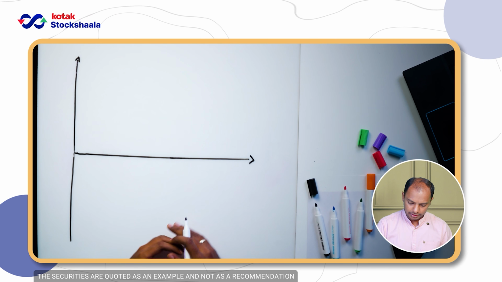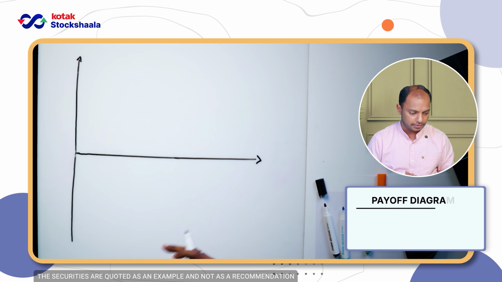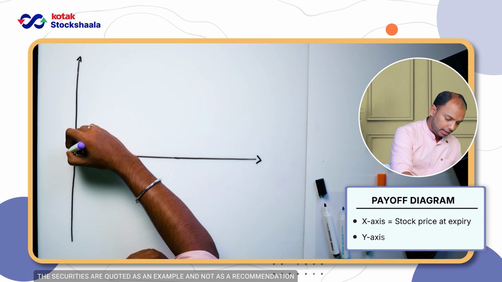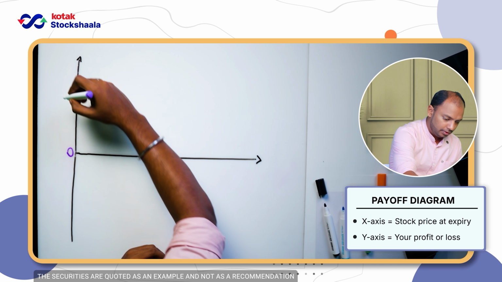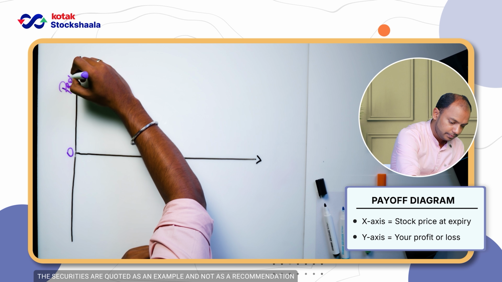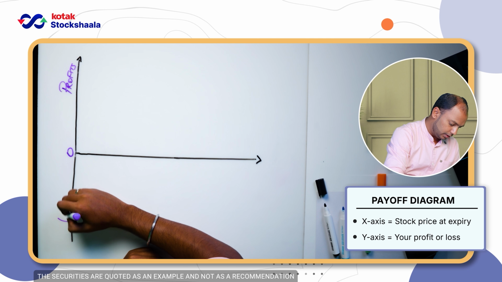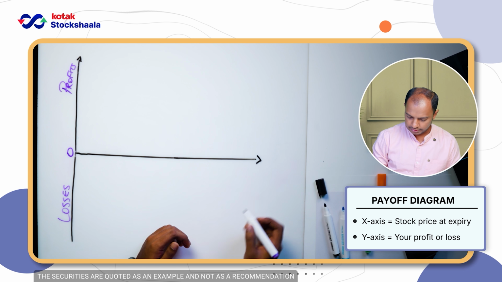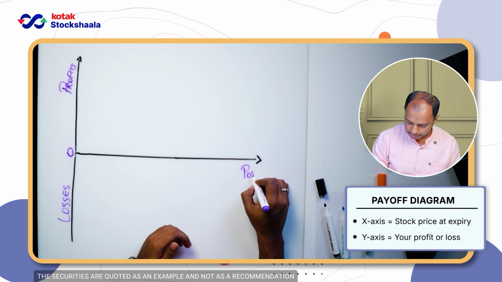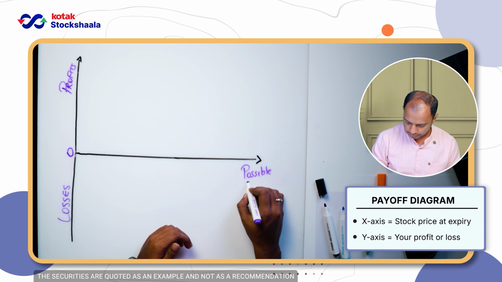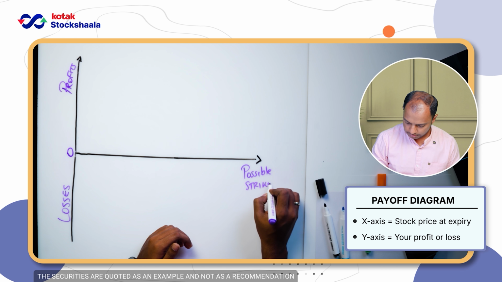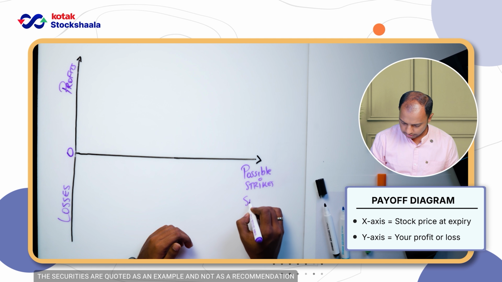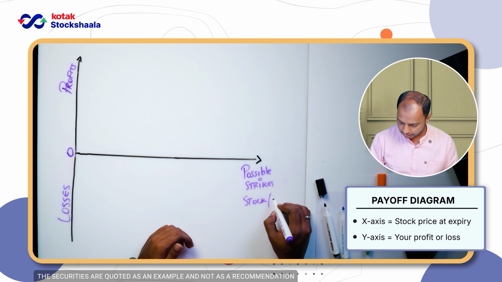It's basically a simple XY graph. Let's go to the whiteboard to understand it better. Here, as you can see, we have a simple x-axis as well as a y-axis. On the y-axis, we have a center 0. We have profits on the top, and we have losses below 0. And on the x-axis, we have the various possible strikes for the stock or index, basically the underlying.